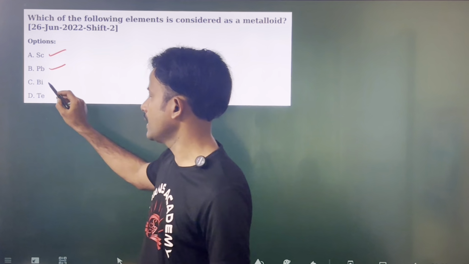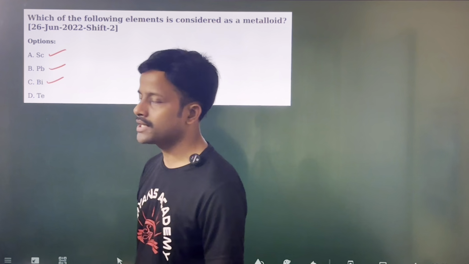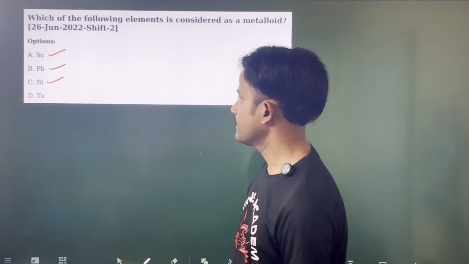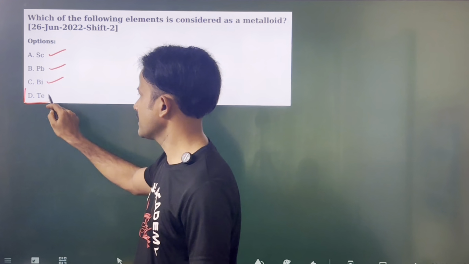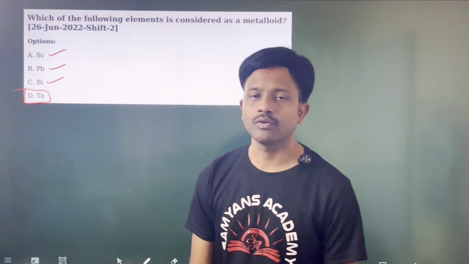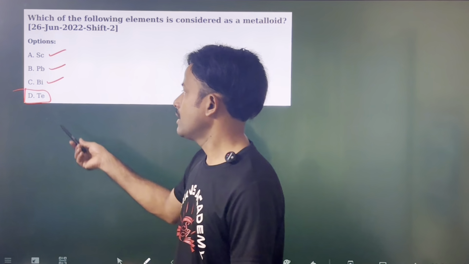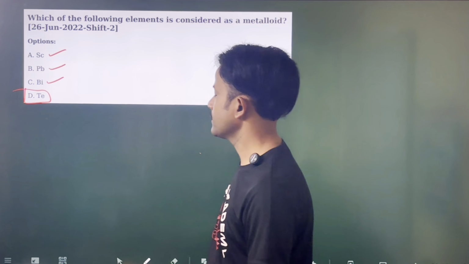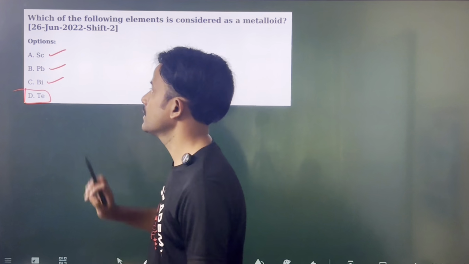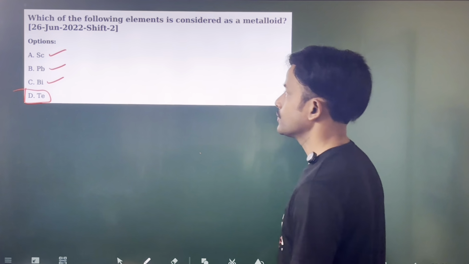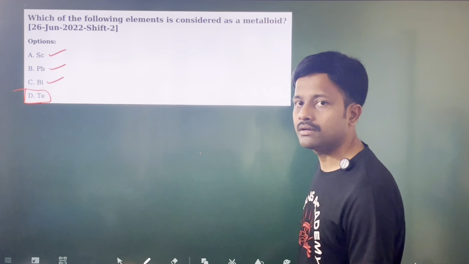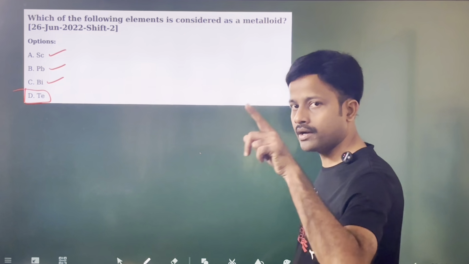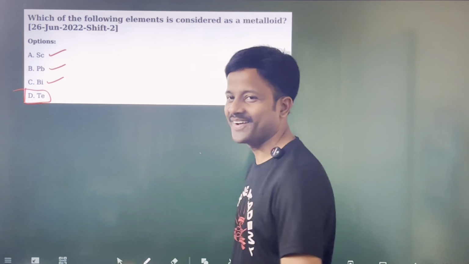Bismuth is the last element, so it has metallic character. Then the left one is only tellurium. Tellurium is a metalloid. Oxygen, sulfur, selenium, tellurium: these two, selenium and tellurium, are metalloids. Here tellurium is the metalloid. Down the group, metallic character increases from non-metal to metalloid to metal, like that it will fall.